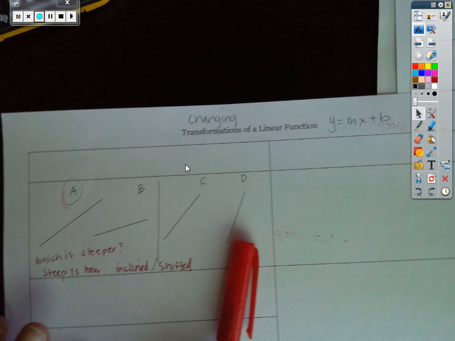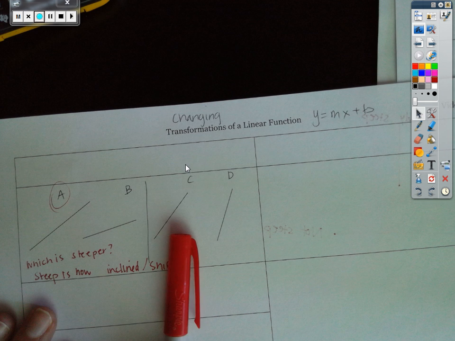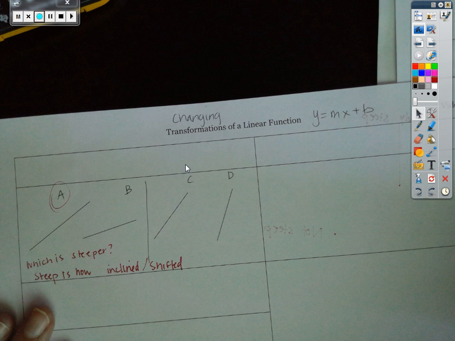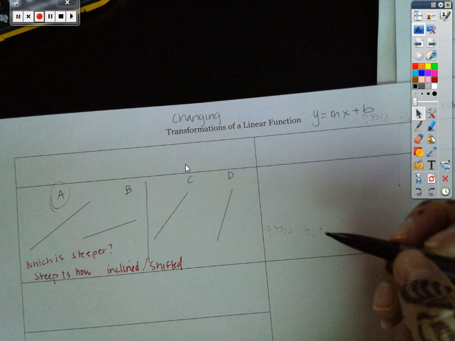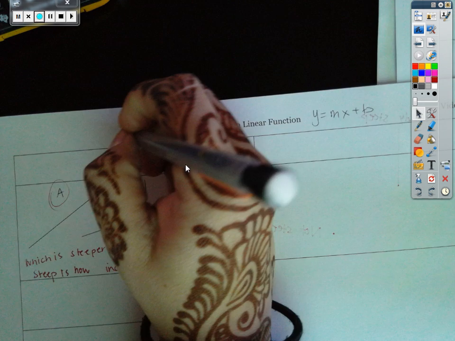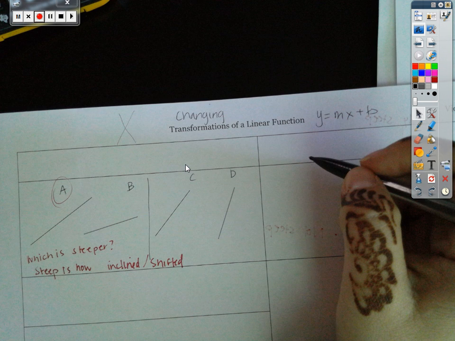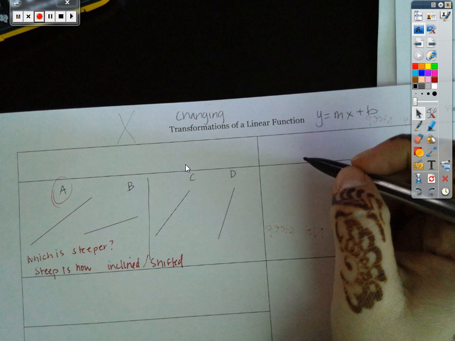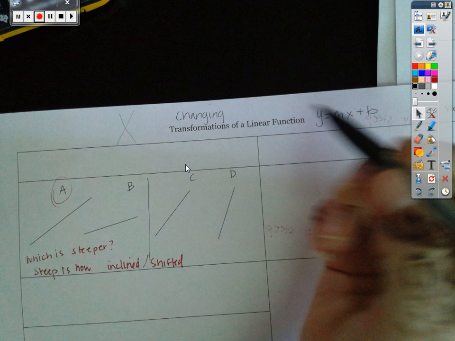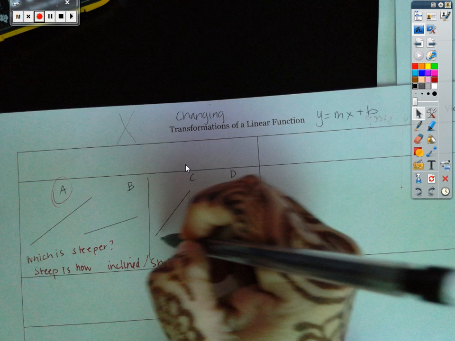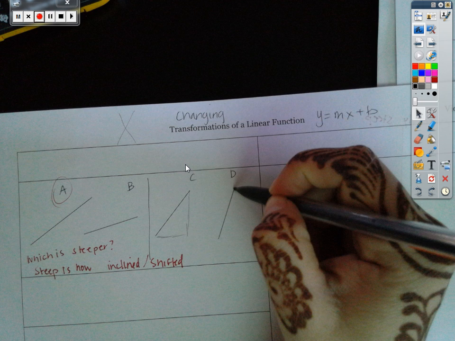C and D is a little bit harder. So what do we do to figure out which one is steeper in this case? Because you're going to get some that might be negative and positive, and you don't know which one is steeper, because you're not facing the same direction. So here's what we can draw. We can draw something like this.